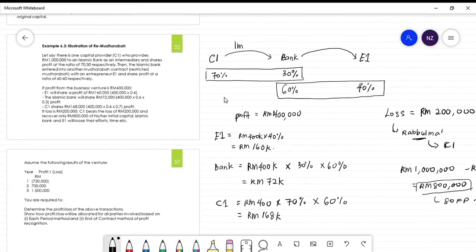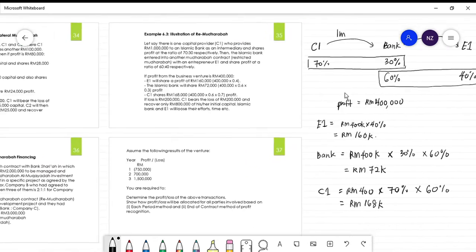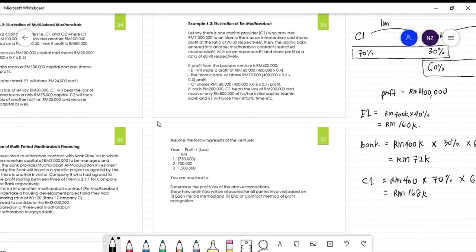So let's say you guys are still confused, the tip is the first step you need to do after you read the question: extract the keywords and perform them as one structure like this, so that you can see it more clearly. So that is on mudharabah.